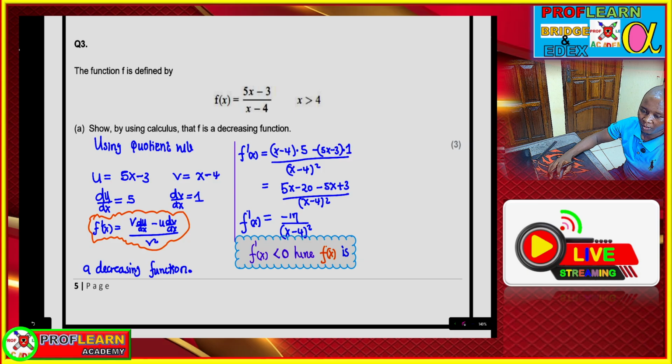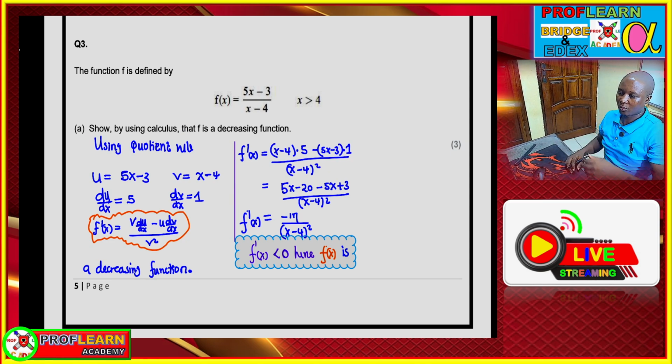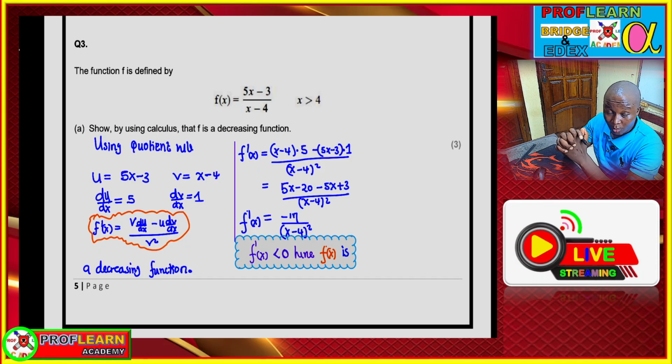In question number 3, we are talking about differentiation and the quotient rule, and how you use the quotient rule to answer questions. You can see here we are told that function f is defined by f of x equals 5x minus 3 over x minus 4, where x is greater than 4. Then we are told, show by using calculus that f of x is a decreasing function.